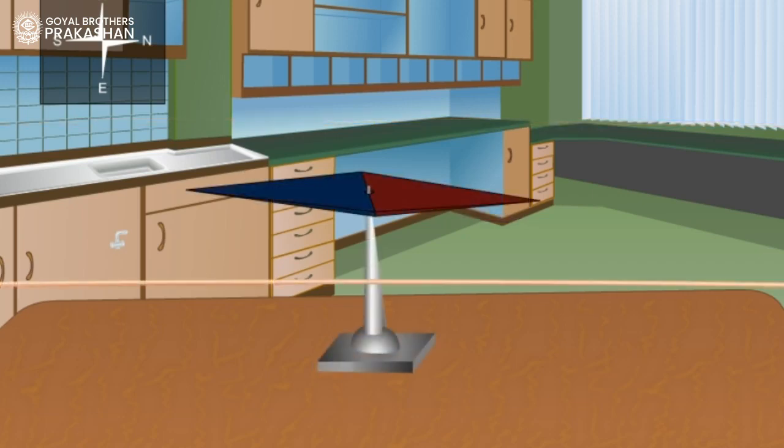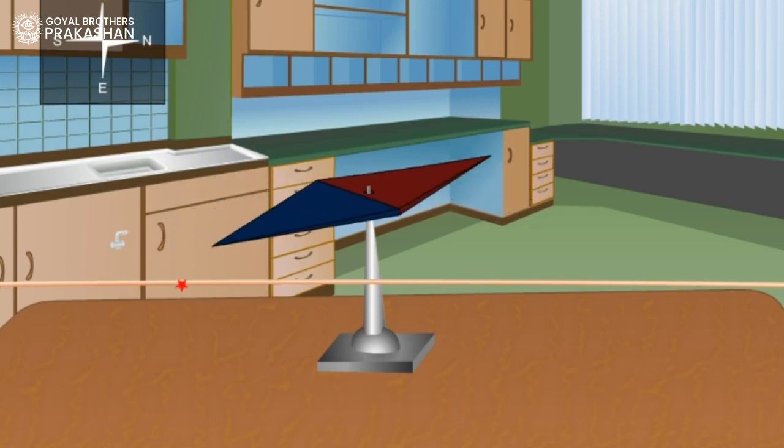If the wire is held below the magnetic needle such that the current is flowing from south to north, then the north pole of the magnetic needle deflects towards the east. If the wire is held below the magnetic needle such that the current is flowing from north to south, then the north pole of the magnetic needle deflects towards the west.